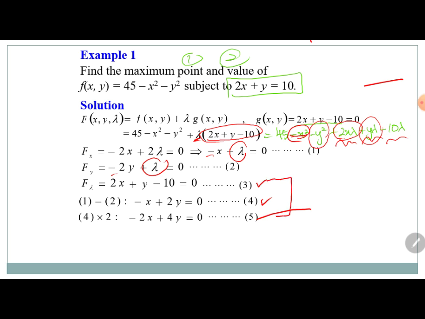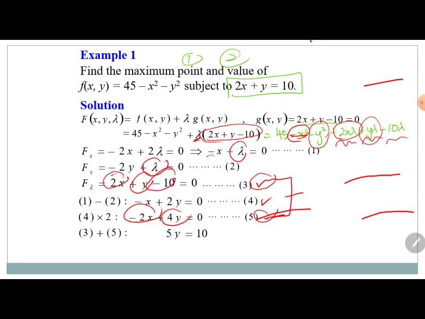So solve for equation number 3 and equation number 5. Let's say 3 plus 5. 2x plus negative 2x, we get 0. And then y plus 4y, we get 5y. And then negative 10 plus 0 will be negative 10, so we bring it to the right side and it will be positive 10. So 5y is equal to 10, so y equal to 2.